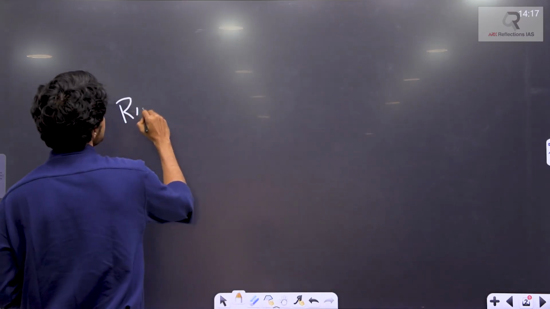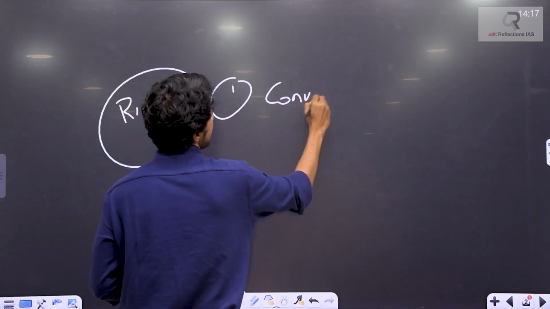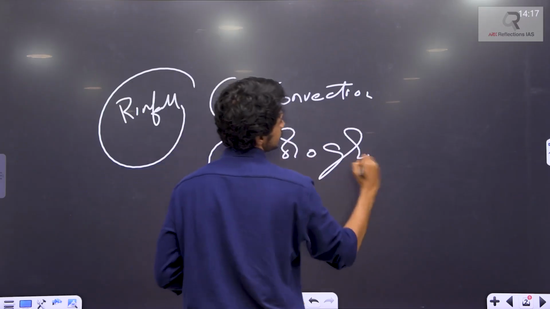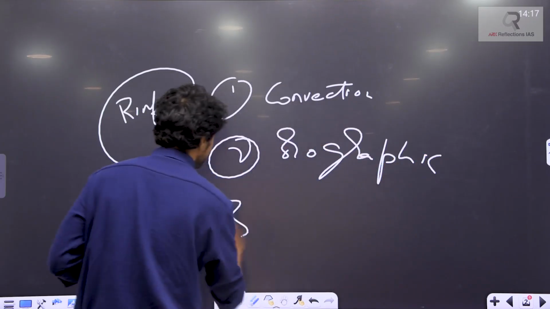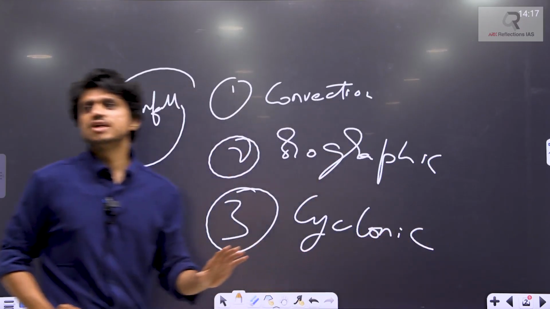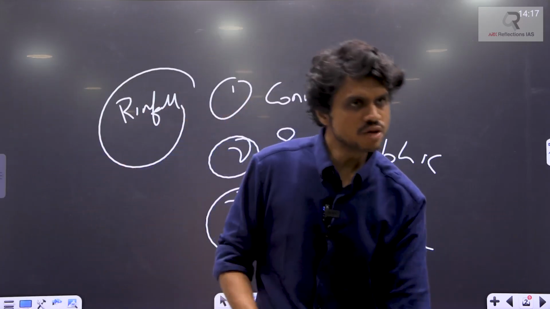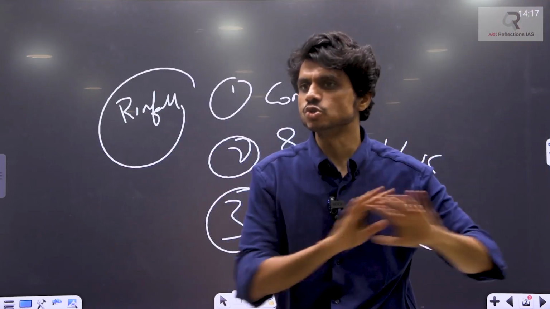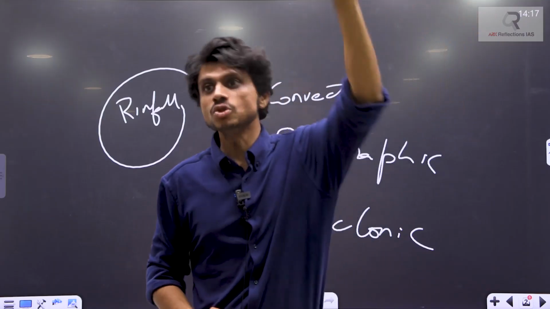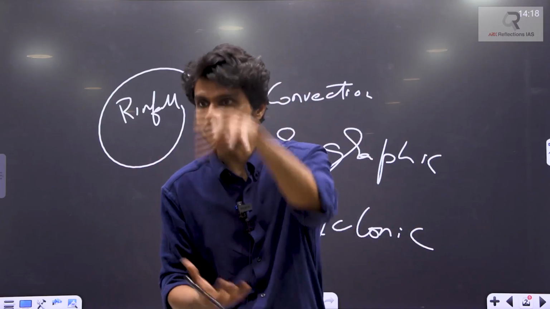See, rainfall generally you will get in three scenarios. First is convection. Second is orographic. Third is cyclonic. So the basic condition everywhere is that the air parcel should rise. Are we clear on this fundamental aspect? Only when the air parcel is rising will you get rainfall, no other case. Why? Only in that scenario will the relative humidity reach 100%, because the capacity to hold moisture will be lowered.